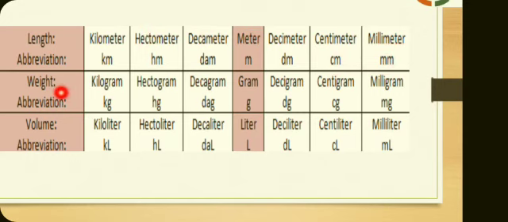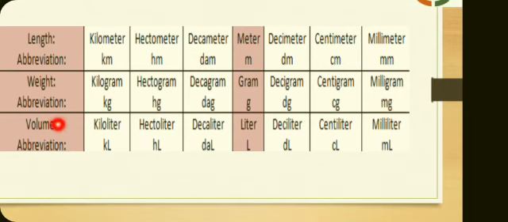Next we are going to see weight. Kilogram can be written as kg. Hectogram can be written as hg. Decagram can be written as dag. Gram can be written as g. Decigram can be written as dg. Centigram can be written as cg. Milligram can be written as mg.